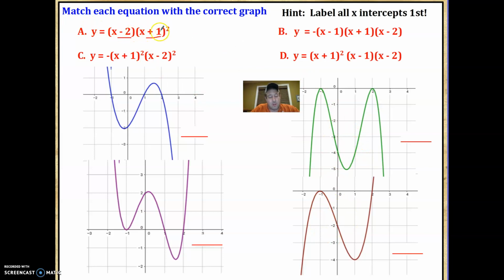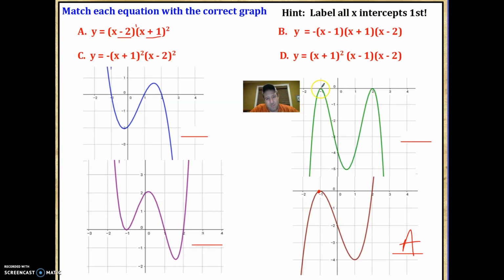Now, next thing I'm going to look at is the degree of each one. The fact that it's x plus 1 squared tells me that it's going to hit -1 and then it's going to go back the other way, which is exactly what happens right here. It hits -1, 0, and then it goes back down, and then it hits -2 and crosses because it has a multiplicity of 1. So that clearly tells me that this one is A.